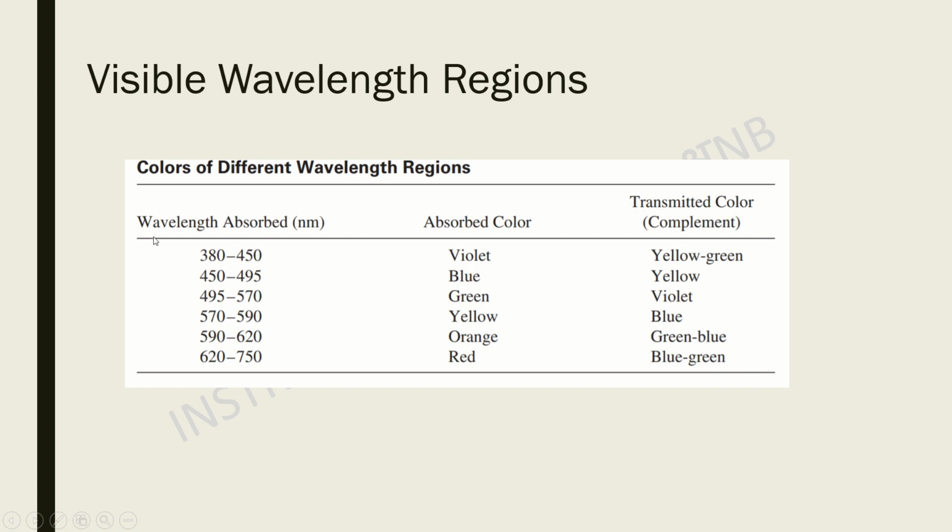The wavelength regions, their absorbed color and the transmitted color of visible region are discussed in this table. As you all know about why we see different colors, the complementary color is seen by our eyes, why the sky is blue, and also why the traffic lights are red. These questions all depend on just these wavelength regions.